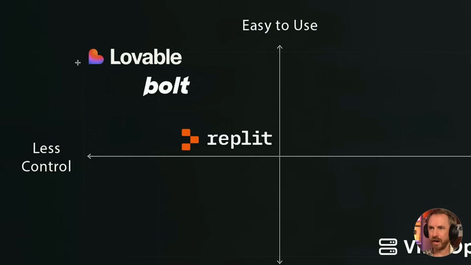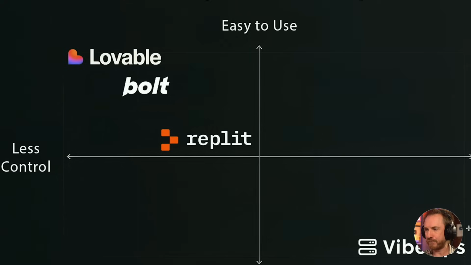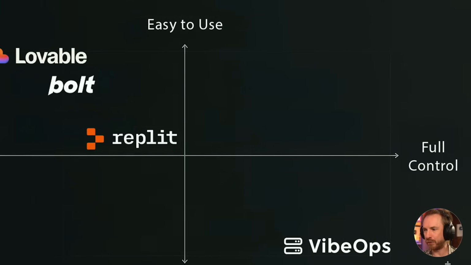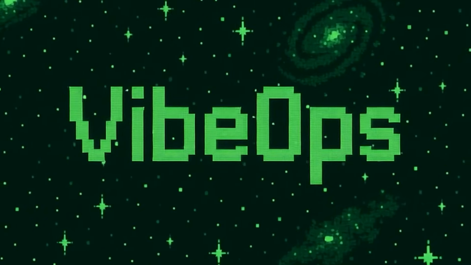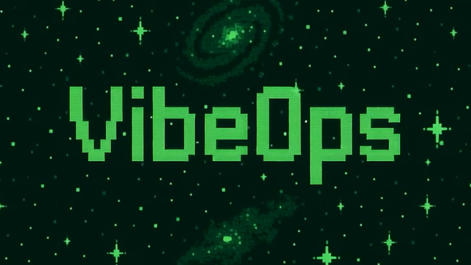So we've essentially migrated from easy to use with less control all the way to the middle, but what about the far end, VibeOps, which is full control but complex to use? As we discussed last week, and you can go and watch that video to see how VibeOps works, it's the most comprehensive path. You have full control, full ownership, zero vendor lock-in. It is the most complex path, but it's the future for building mission-critical apps that you own completely.